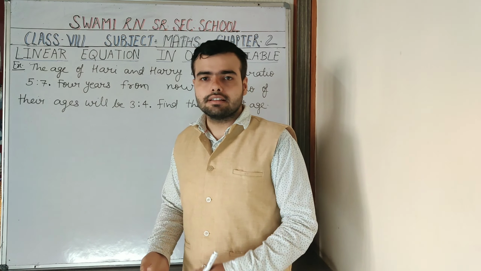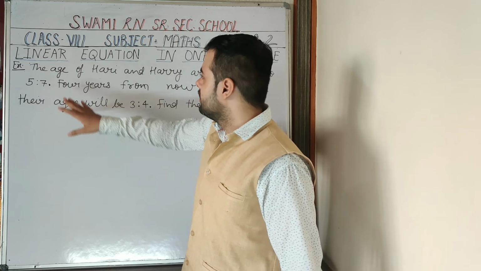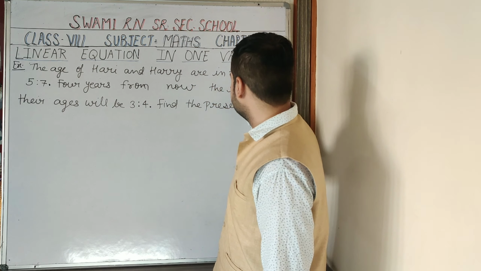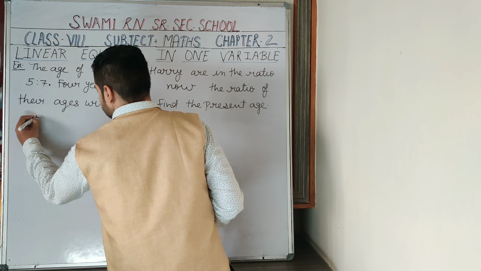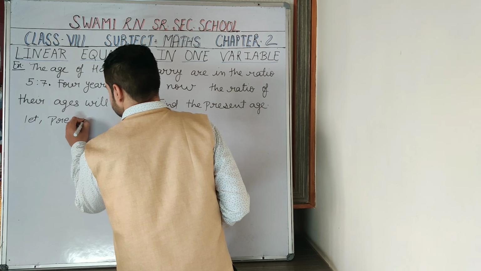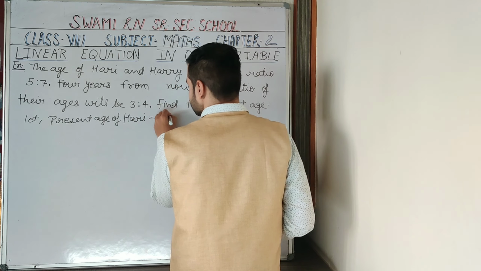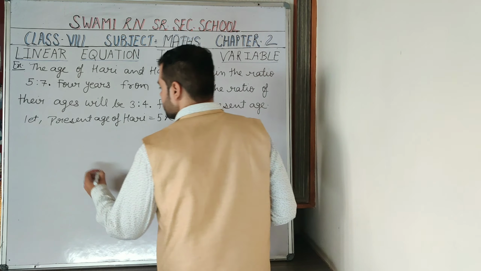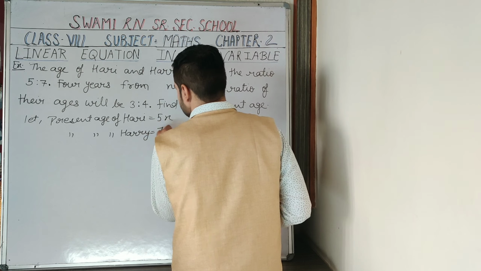Now let me discuss the second example, which is based on ages. The ages of Hari and Harry are in the ratio 5:7. Means the present ages of Hari and Harry are given in the ratio 5:7. So let me take the present age of Hari equal to 5x, because the ages are in the ratio, and the present age of Harry equal to 7x.